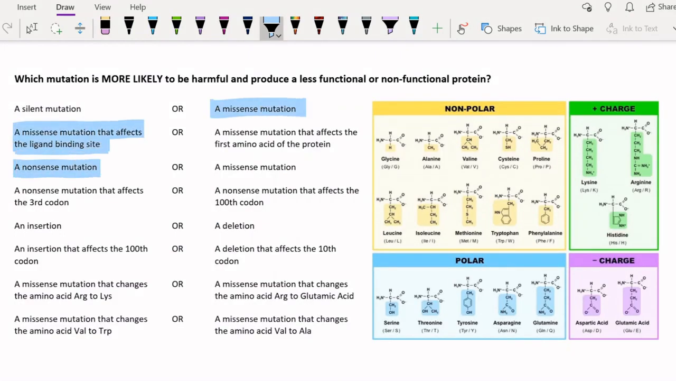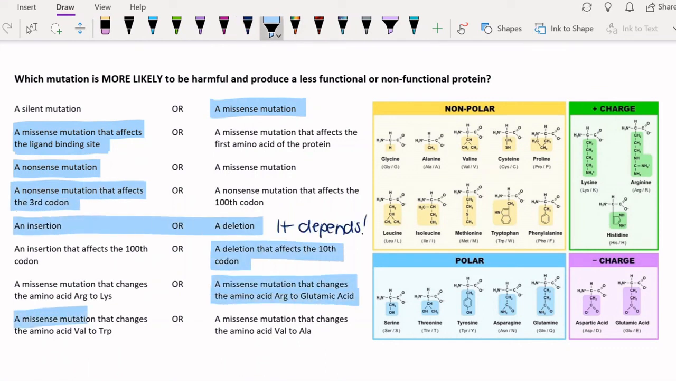Here is a summary of the answers. Let us know in the comments how well you did. And on that note, you've learned everything you need to know about mutations.